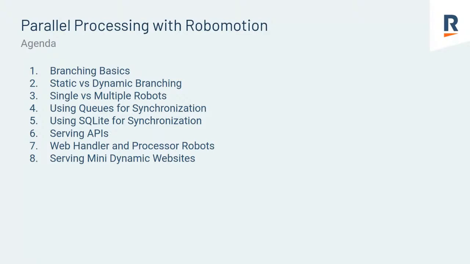And we will cover single robots and multiple robots usage, why and when to use multiple robots. Do you need to use multiple robots, or is a single robot enough, and where is it enough? We will talk about queues to cover synchronization between multiple robots. We will cover SQLite and SQL databases for synchronization, and also serving APIs and some examples using APIs. So let's continue.